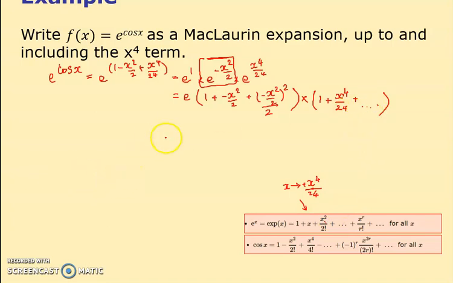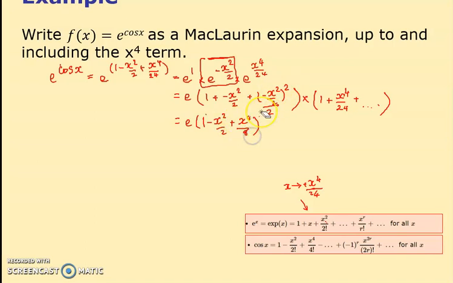So what's this give me? It gives me e times 1 minus x squared over 2, definitely a plus x to the 4 over 8, times the 1 plus x to the 4 over 24.